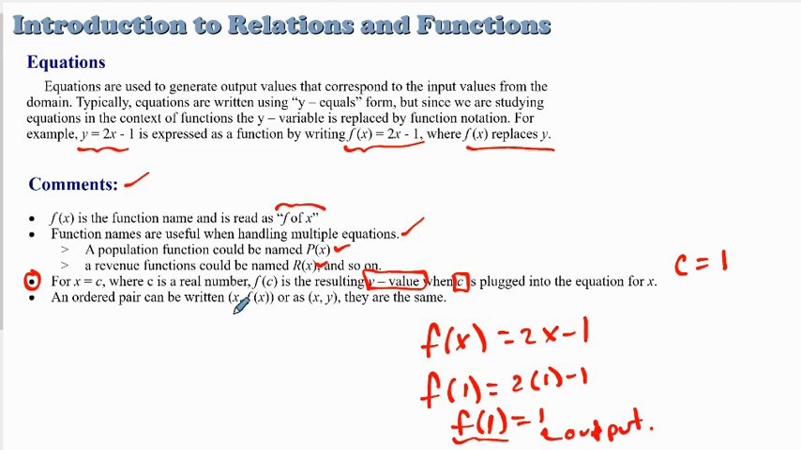An ordered pair can be written using x comma f of x or x comma y. They are the same, but we want to transition to x comma f of x. We want to replace the y value with f of x or g of x or whatever function name would best represent the equation so that we have a unique way to address it.